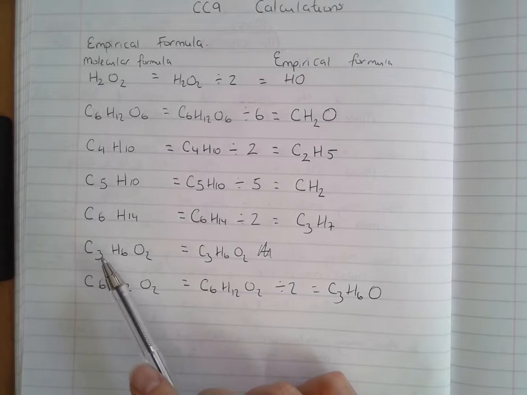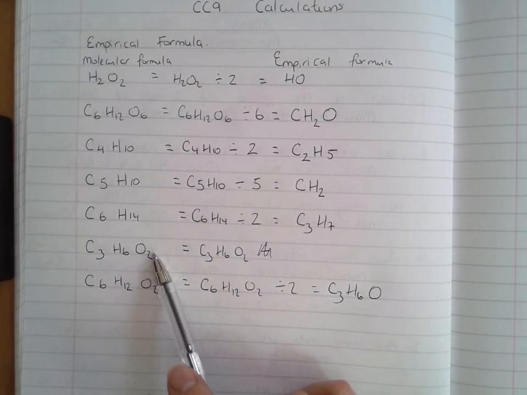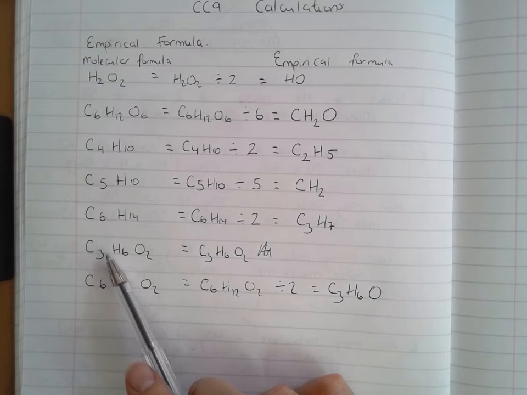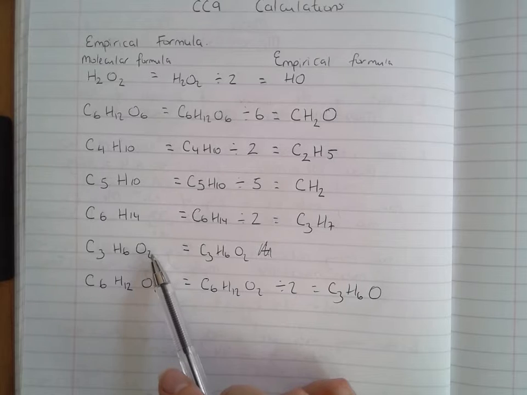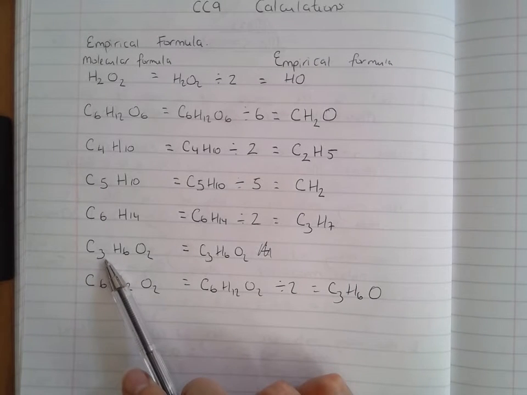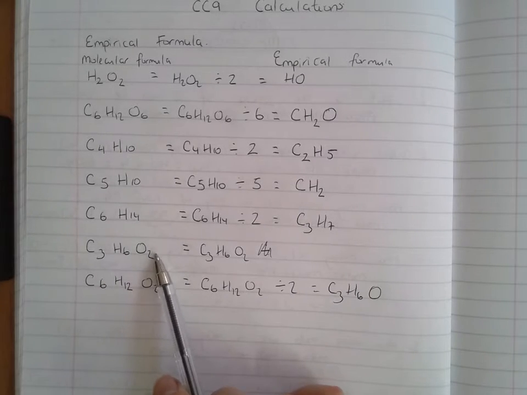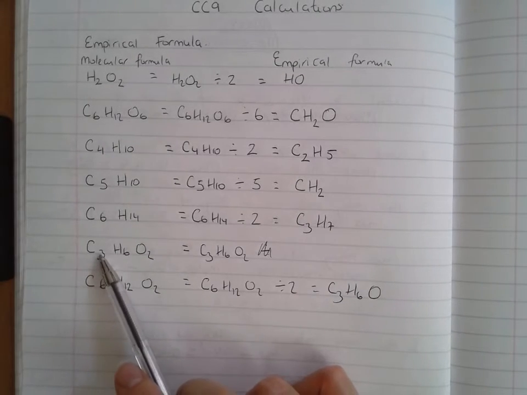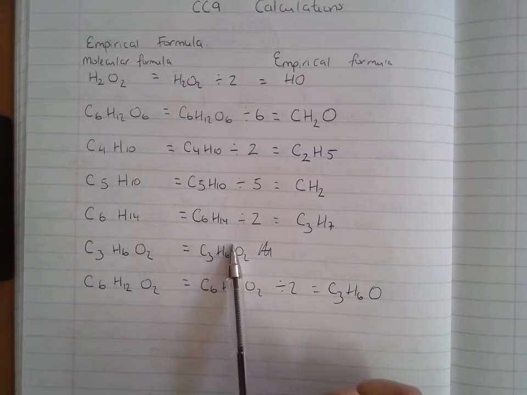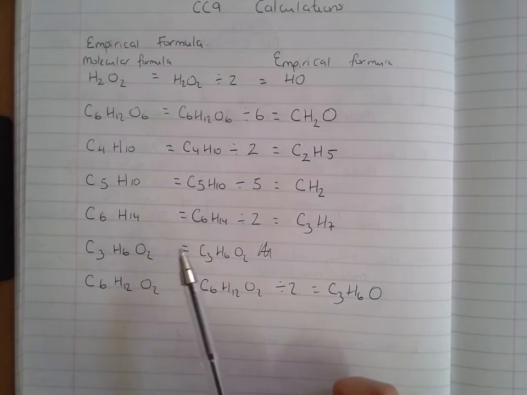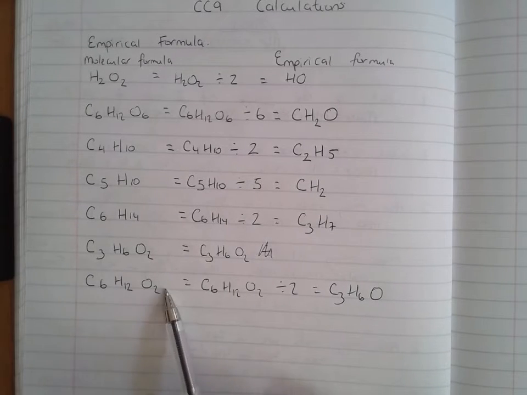The next one, I've got the numbers 3, 6, and 2. There are no numbers that will divide in evenly. 2 will not divide evenly into 3. It will divide into 6 and it will divide into 2, but it won't divide evenly into 3. Similarly 3 will divide into itself and it will divide into 6, but it won't divide into 2. So there's no number that will divide evenly the whole way across. And if there's no number that divides evenly, then my empirical formula is the same as my molecular formula, and it's C3H6O2.